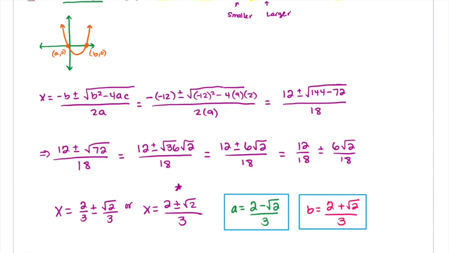Those are your x-intercepts. They didn't specify to write it as ordered pairs, so I'm just leaving my answer as that. But definitely identifying what A is and what B is, the smaller and the larger value.